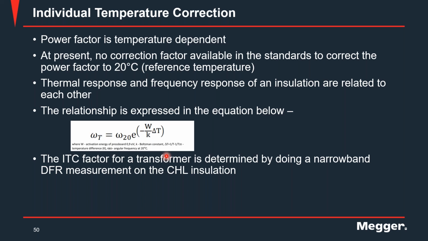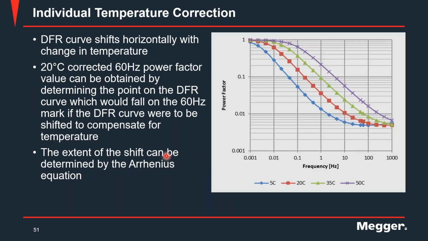So the way it is done is you run a DFR measurement on the interwinding insulation, on the CHL insulation, and that DFR curve that you get, as I mentioned earlier, shifts with a change in temperature, right? So let's say you run a DFR measurement at 30 Celsius. Using the Arrhenius equation, it's possible to determine by how much the curve would shift horizontally to compensate for the change in temperature.